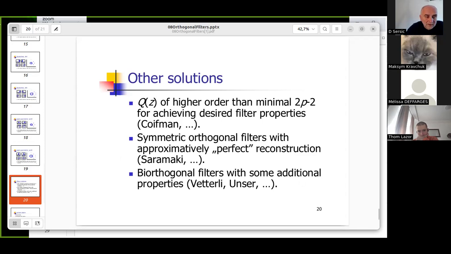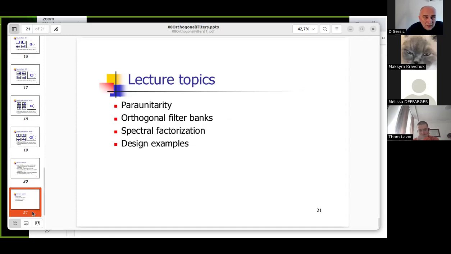We learned how to design filter banks. We learned how to design orthogonal filter banks, which are actually a special case. Factorization with care. And you can try on your own to design some filter bank of desired properties. You can even invent your own filter bank, which is good for some special cause. So much for today. Do you have any questions?